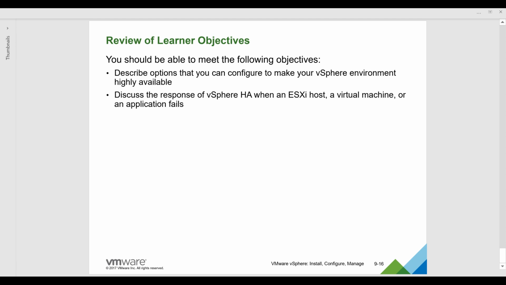Now you should be able to describe the options you can use to configure HA in a vSphere environment, and discuss the response of HA when an ESXi host, VM, or application fails.